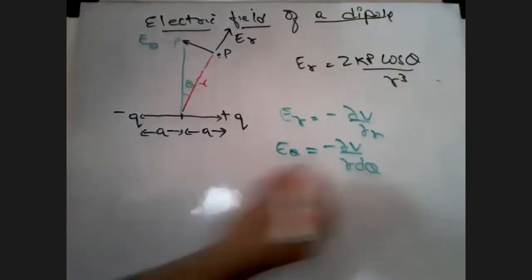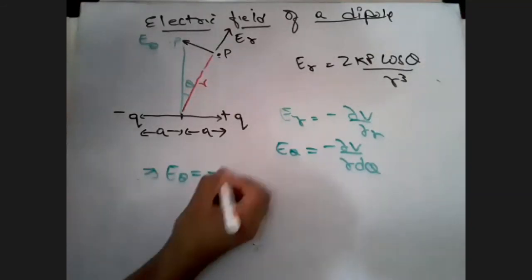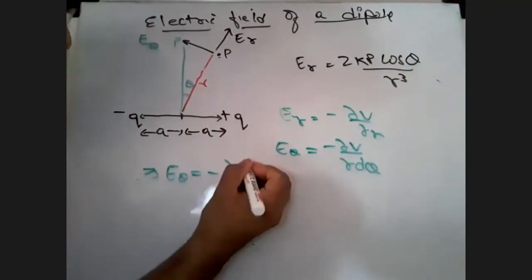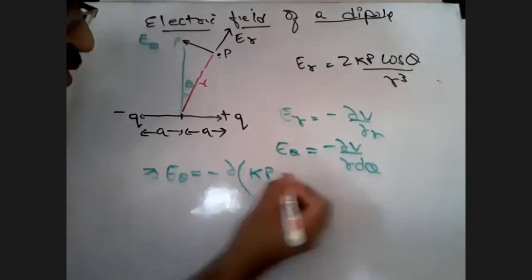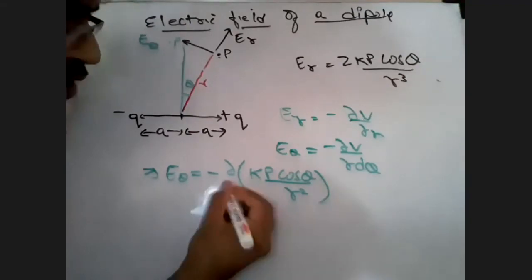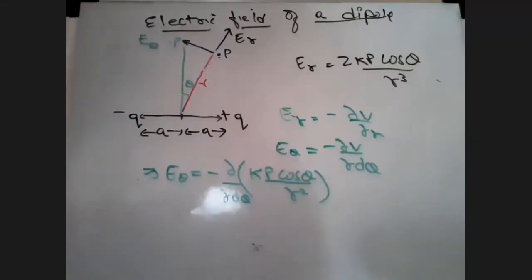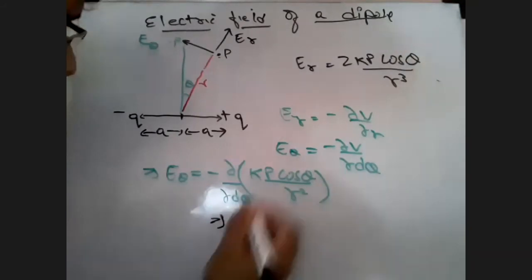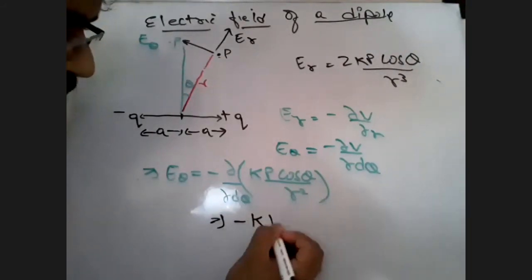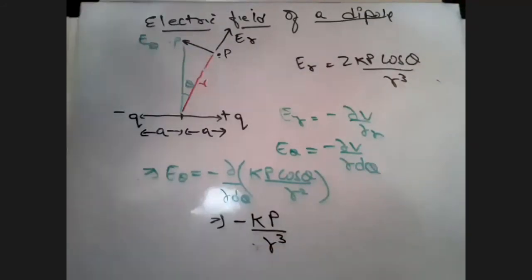So same thing. We know the potential is going to be same thing. E theta is equal to minus d, Kp cos theta upon r square into r d theta. This is what we'll get, r d theta. And tell me now, what is it going to be equal to? What is going to come out? Minus will come out, Kp will come out, r will come out, it will become r cube.